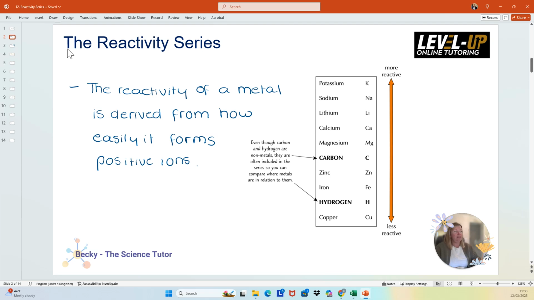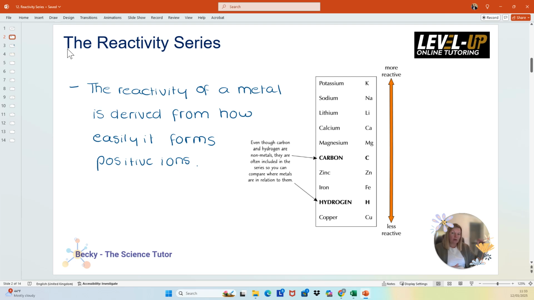Now you will see on the reactivity series there is usually carbon and hydrogen labelled on there. They are not metals, they're there as reference points, because in some cases when we talk about extraction of metals we need to know how reactive they are in comparison to carbon, and when we look at electrolysis of metals it's about how reactive those metals are in comparison to hydrogen.